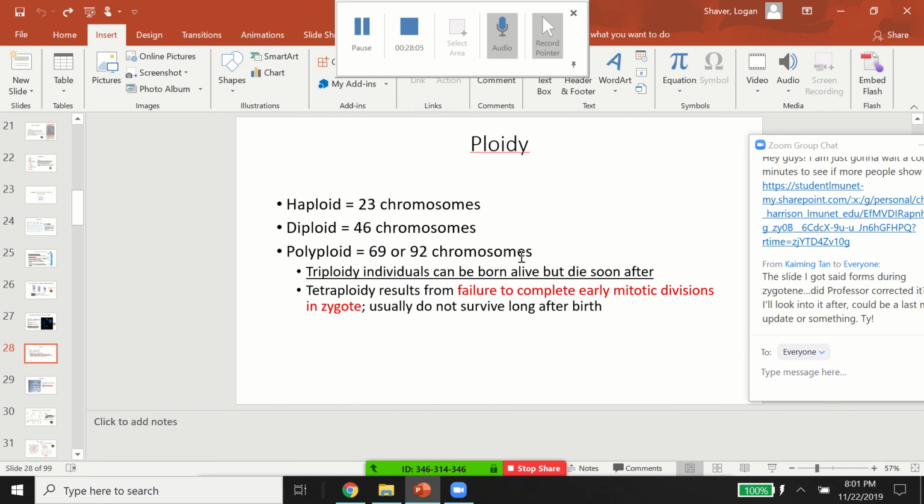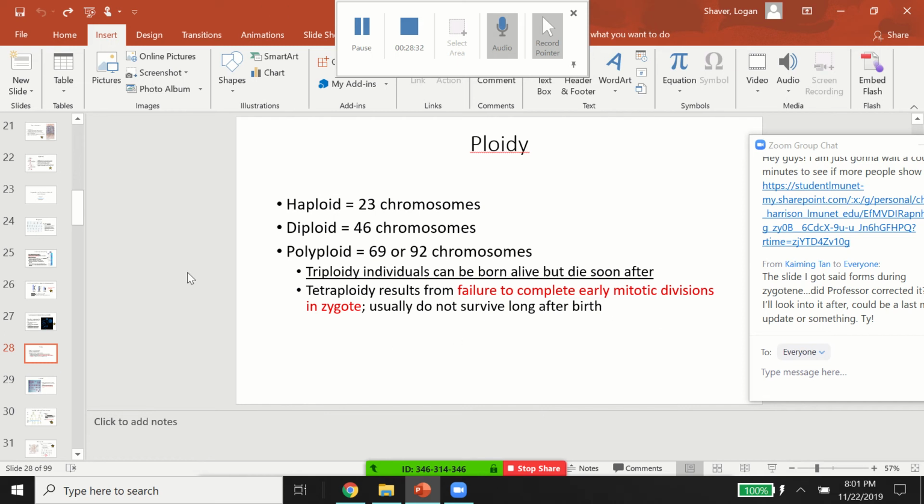Triploidy individuals can be born alive, but they die really soon after. But tetraploidy are immediately not able to survive, so they never even get to the zygote stage. Well, they do, but it just doesn't work very well at all. So they do survive, but not very long after birth. So these can be born alive, but tetraploidy are much worse off.